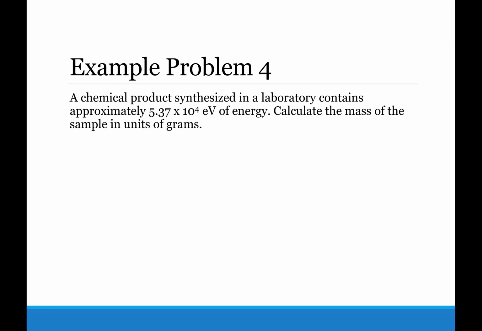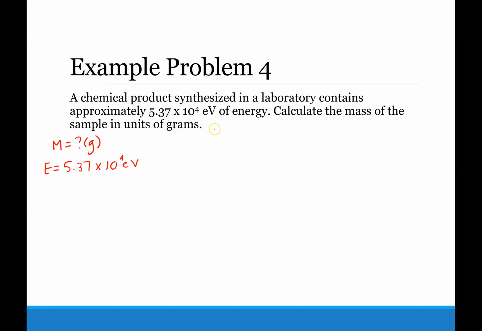Example problem 4 reads: a chemical product synthesized in a laboratory contains approximately 5.37 times 10 to the 4 electron volts of energy. Calculate the mass of the sample in units of grams. So they want mass in units of grams. We're told that the amount of energy that the chemical has in it is 5.37 times 10 to the 4 electron volts.